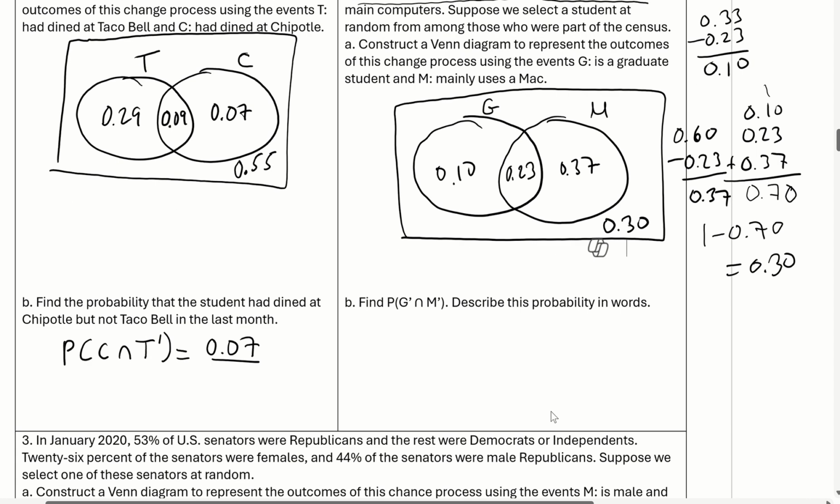So find the probability of G prime intersect M prime. So it's neither graduate nor Mac user, basically. So that's this number right here, 30%. We got it straight from the Venn diagram.